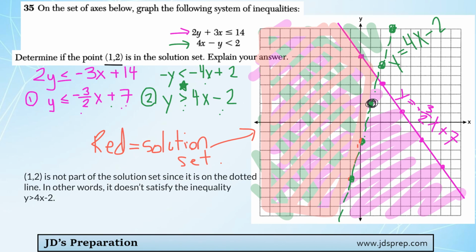So you can see my written conclusion here. I said that the point 1, 2 is not part of the solution set since it is on the dotted line. In other words, it doesn't satisfy the inequality y is greater than 4x minus 2. It would be part of the solution set if y was greater than or equal to 4x minus 2, but that's not the case.